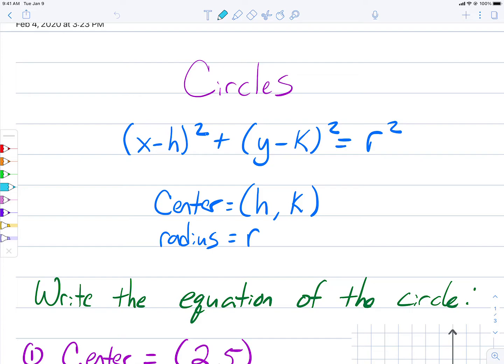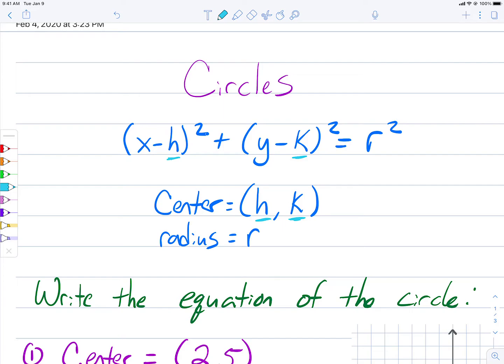Equations of a circle. Equations of a circle are in the form of (x minus h) squared plus (y minus k) squared equals r squared. Okay, so what's going on here? First of all, the center of the circle is (h, k). So these numbers that are being subtracted from x and y make the center of the circle.